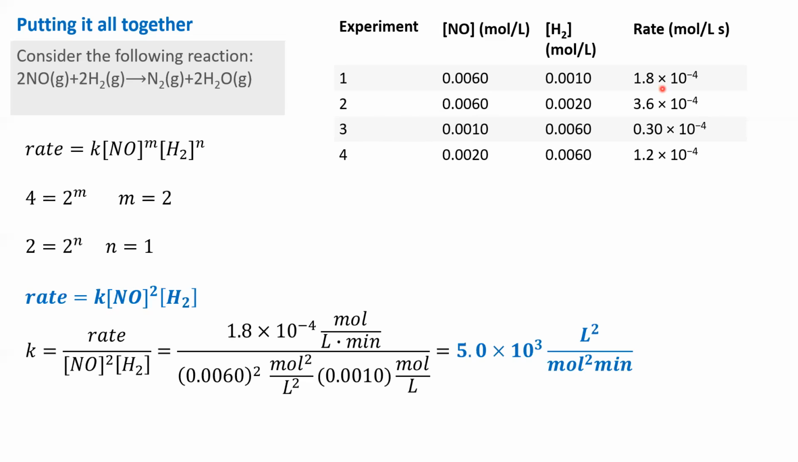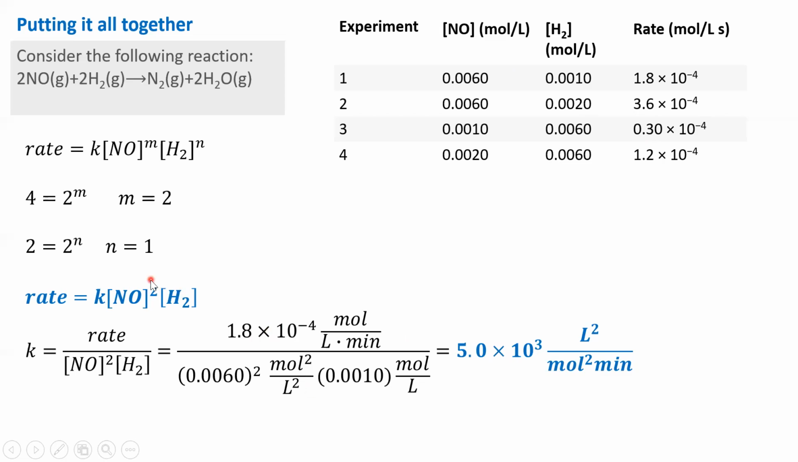So 5.0 times 10 to the third liters squared per mole squared per minute. Again, it doesn't matter whether you pick the data from trial 1 or the data from trial 2 or the data from trial 4, doesn't matter. They just have to be from the same trial. So don't pick a number from trial 1 and then a different number from trial 2 and then a different number from trial 3. They're not related to each other. Okay, whatever trial you pick, plug in the rate, plug in the concentrations.